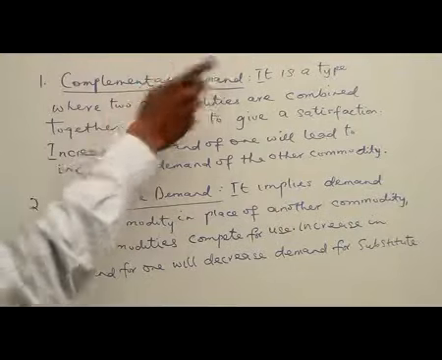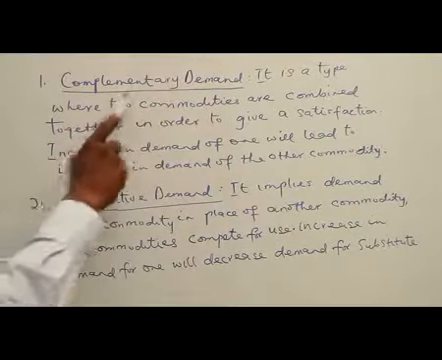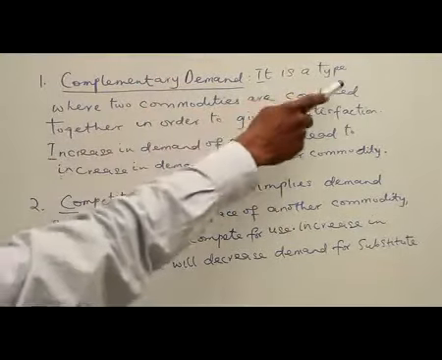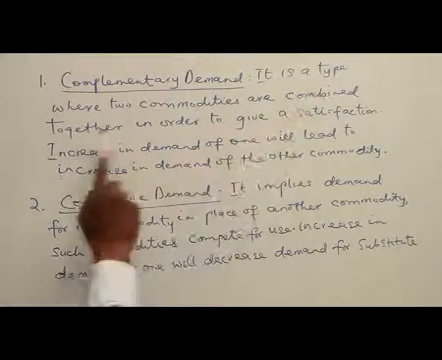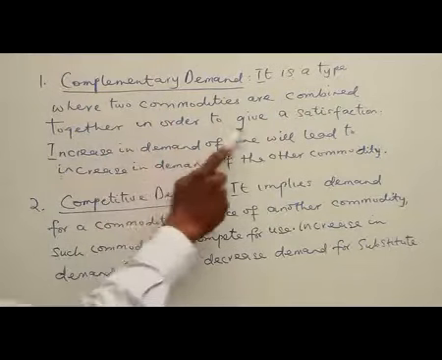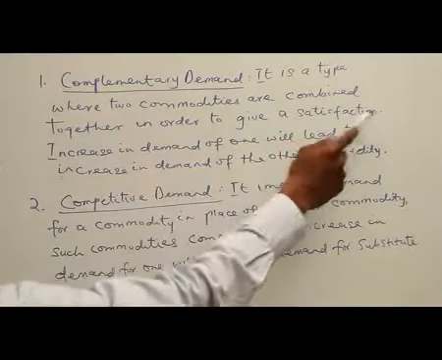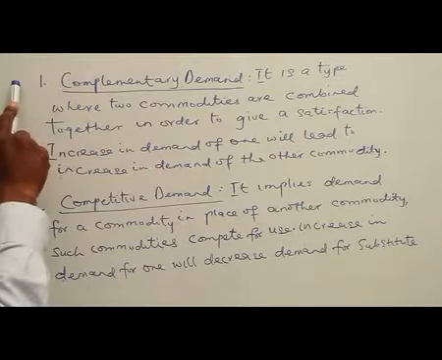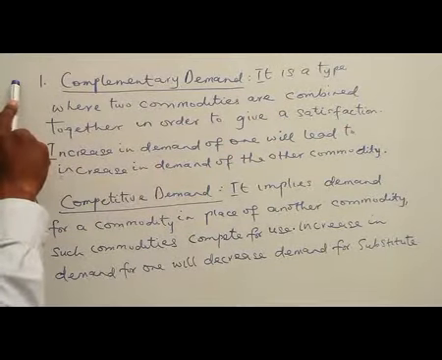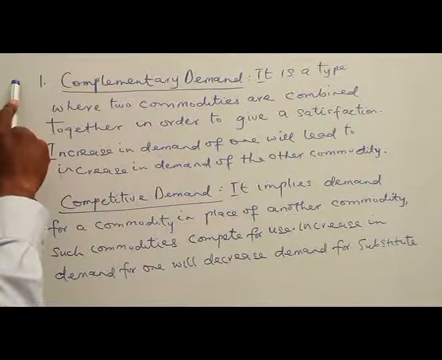Types of demand. Number one, complementary demand. It is a type where two commodities are combined together in order to give a satisfaction. That is, in complementary demand, two commodities are combined together that will give a satisfaction. And what are we talking about? That for you to get a satisfaction, two or more commodities are needed.